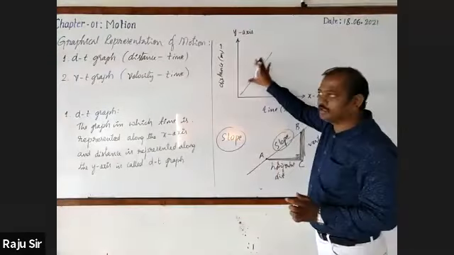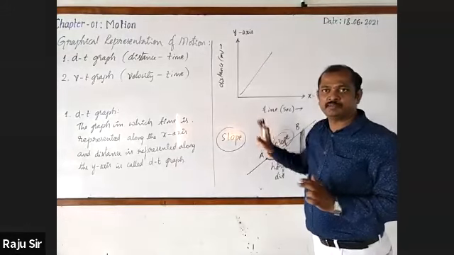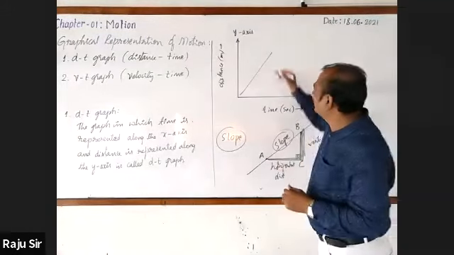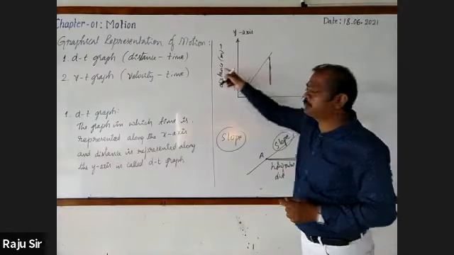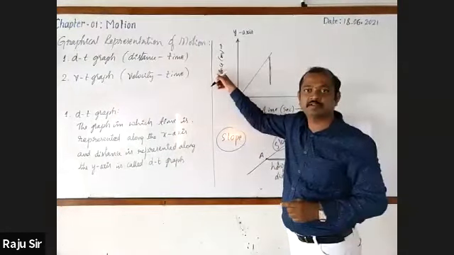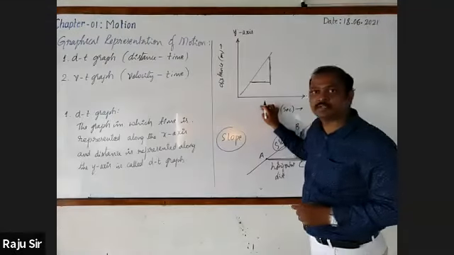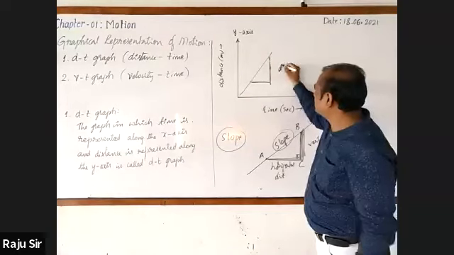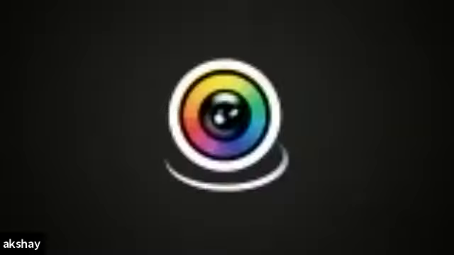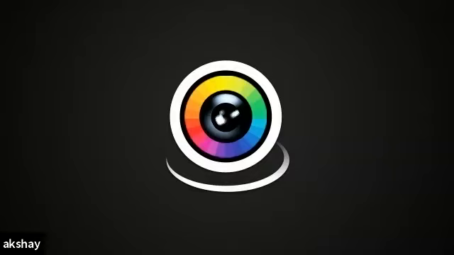Now look, it is the graph obtained in dt. If I take the vertical distance, what will I get? Distance. Now, horizontal distance is time. Vertical distance is distance. Horizontal distance is time. This is slope.